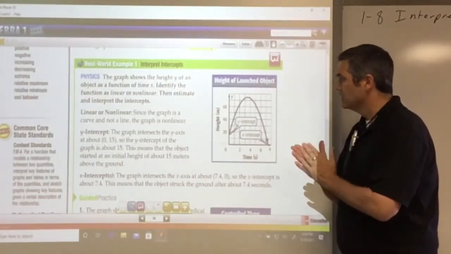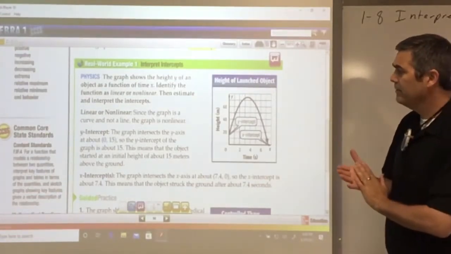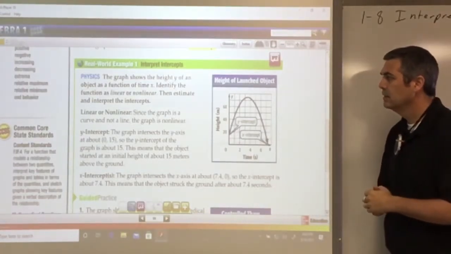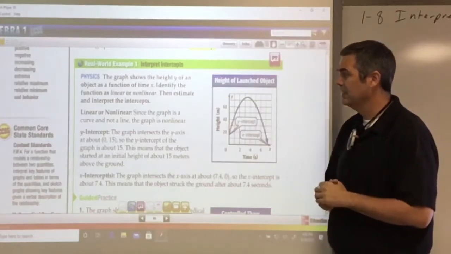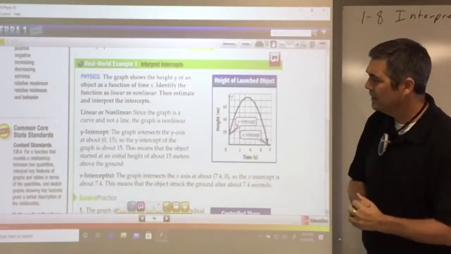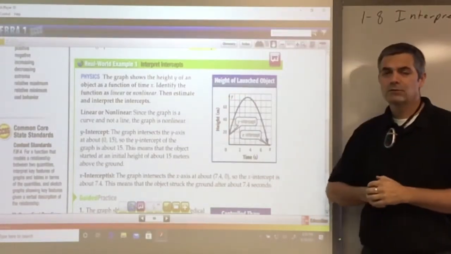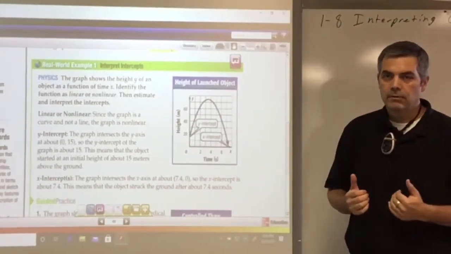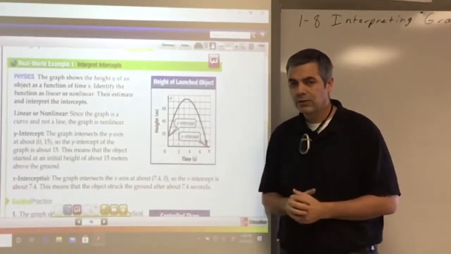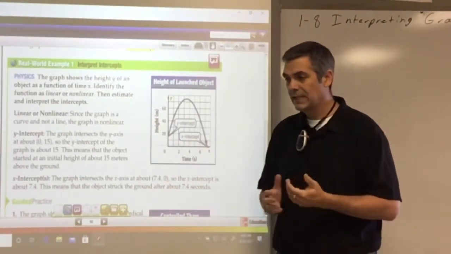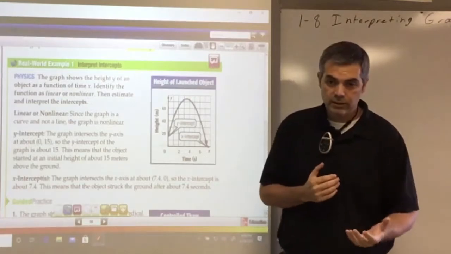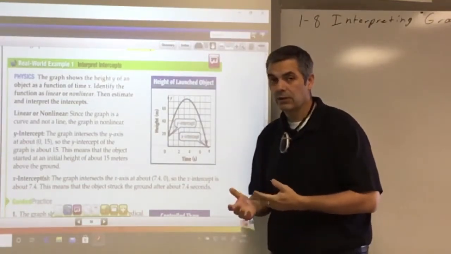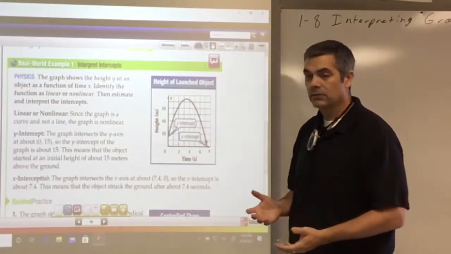All right, so the physics. The graph shows the height y of an object as a function of time x. Identify the function as linear or nonlinear, then estimate and interpret the intercepts. Okay, first off, if it's not a straight line, it's not linear. So the first thing you should do is look at your graph, if they gave you one, and ask, is that linear or nonlinear? Well, is it a straight line or not? If it's not a straight line, it's nonlinear. If it's a straight line, it's linear. That's one of the first things you should look at.